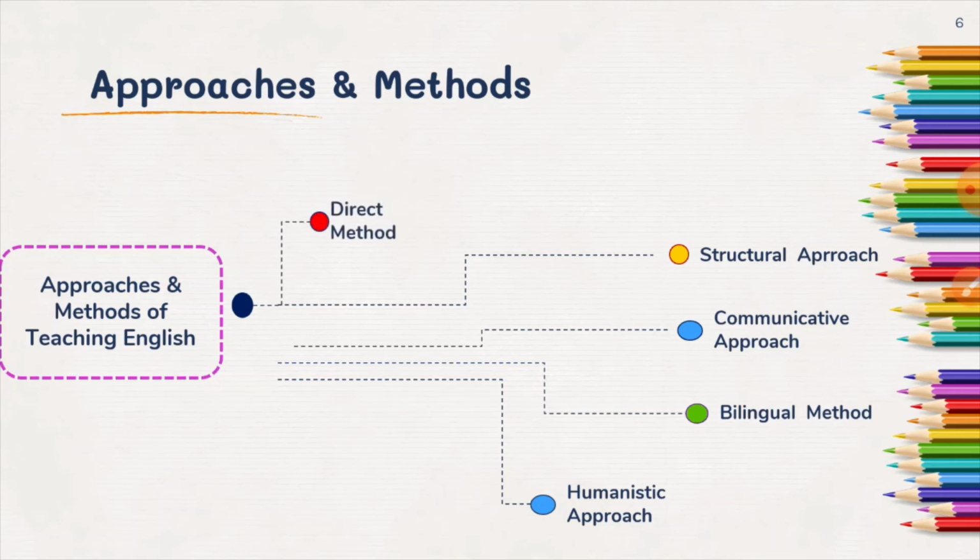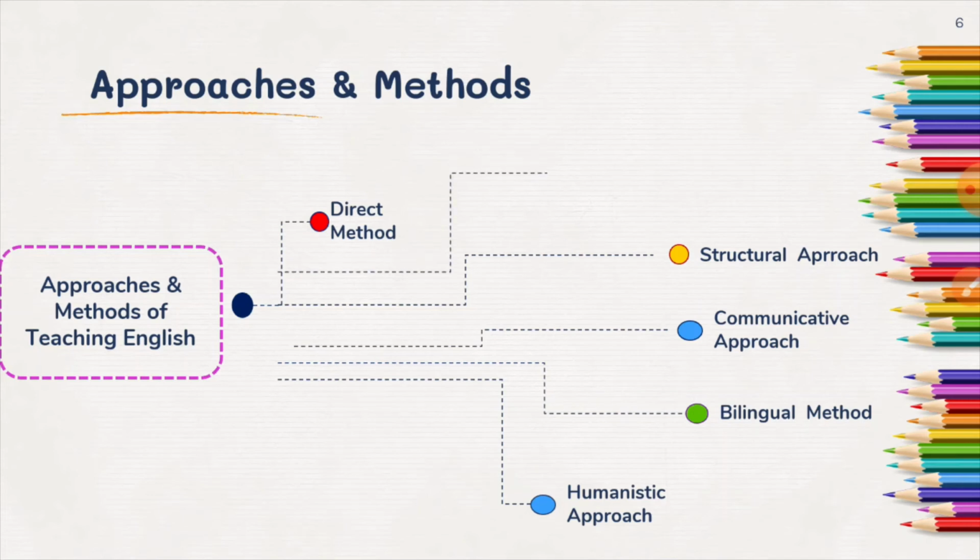Now next is the direct method of teaching English. The direct method emphasizes teaching English directly, without the use of the mother tongue of the child and without any kind of translation. First, vocabulary words and concepts are taught using direct situations, objects, or activities conducted by the teacher.